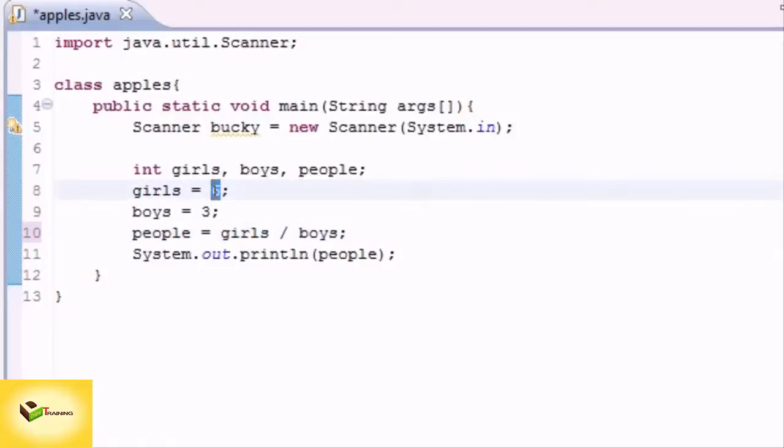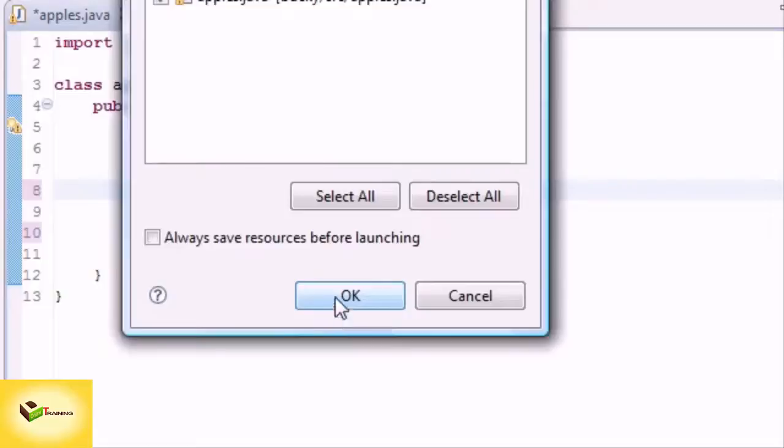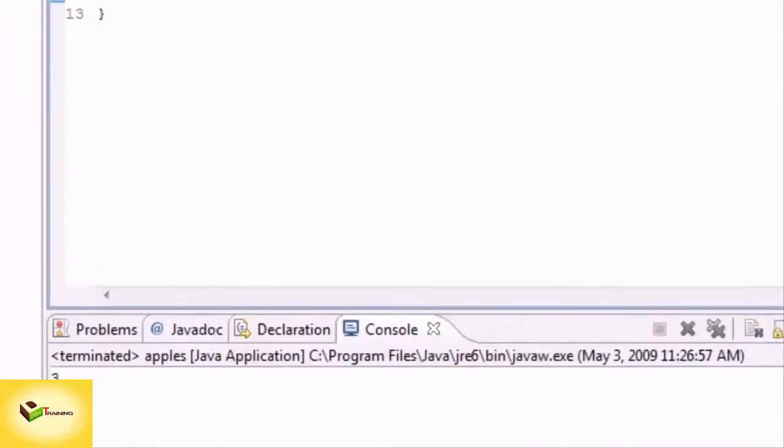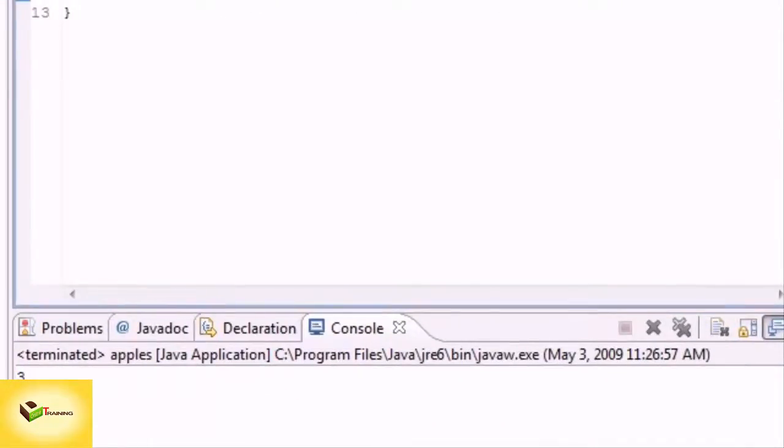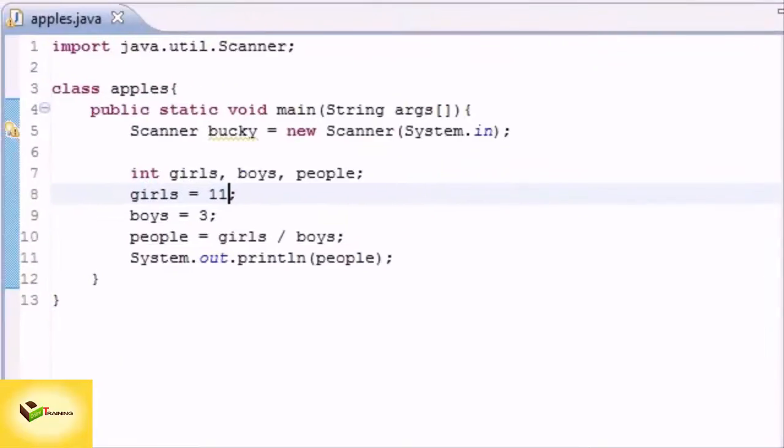But let me show you guys something where if you divide it uneven. Say you want to divide 11 by 3. Let's go ahead and see what our result is. 3. Well, we all know that 11 divided by 3 doesn't equal 3. What it equals is 3 point something. 9 divided by 3 actually equals 3. So what exactly is going on here?